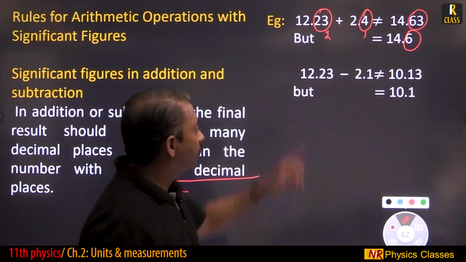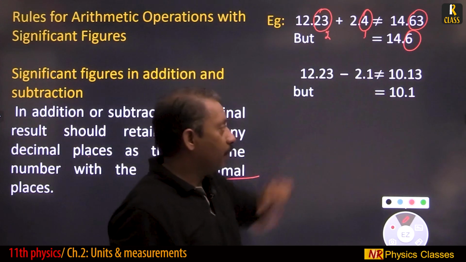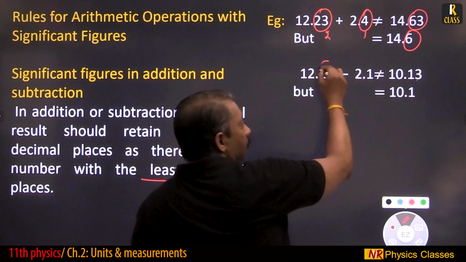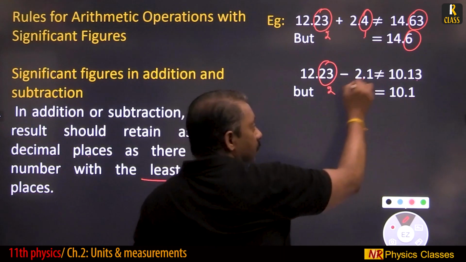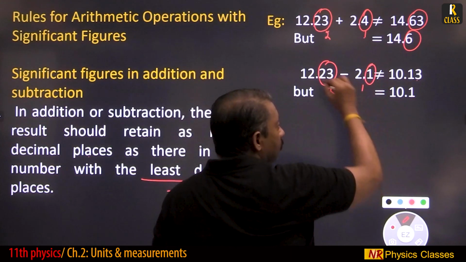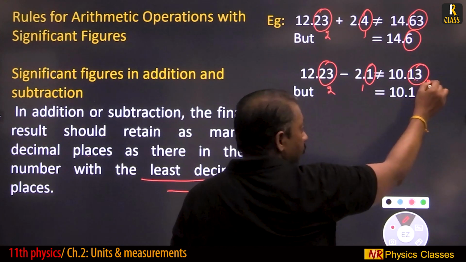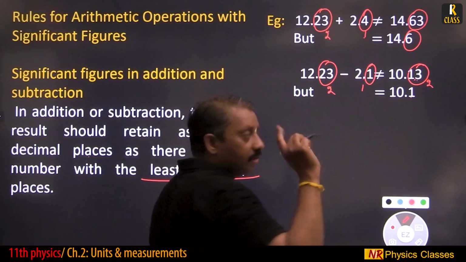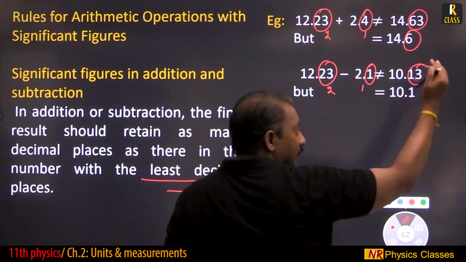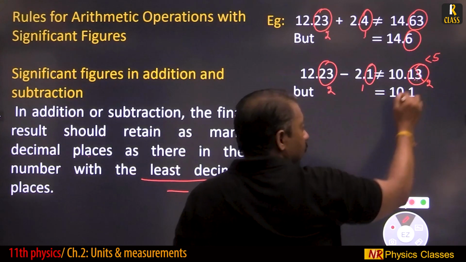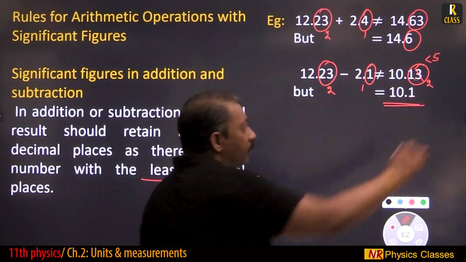Now come to this. 12.23 minus 2.1. Subtraction. This results in this. There are 2 digits. There is only 1 digit. The difference of these two is this. It has 2 digits. It should contain only 1. So 3. 3 is less than 5. Less than 5, so just drop it. Make it 10.1. This is the answer.